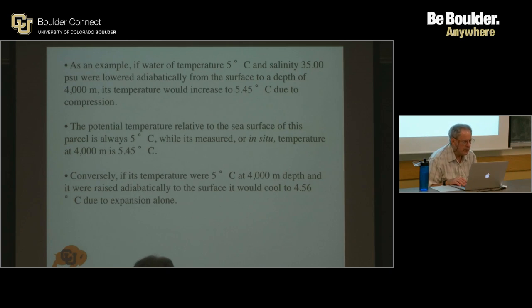So, for example, if you had water of a temperature of 5 degrees C and a salinity of 35 PSU, PSU means practical salinity units, but it actually turns out to be the same as parts per thousand. Oceanographers as old as I am learned parts per thousand. They brought in practical salinity units later. Parts per thousand is written, instead of percent, with 2 O's on the bottom. So it's not percent, it's parts per thousand.